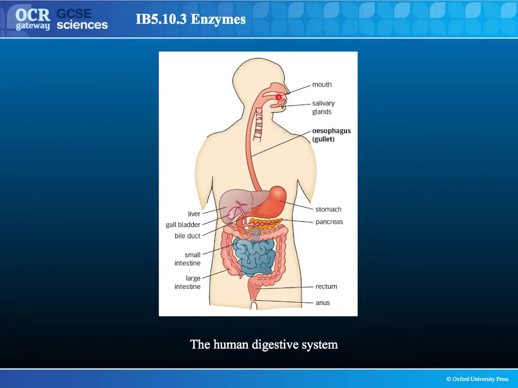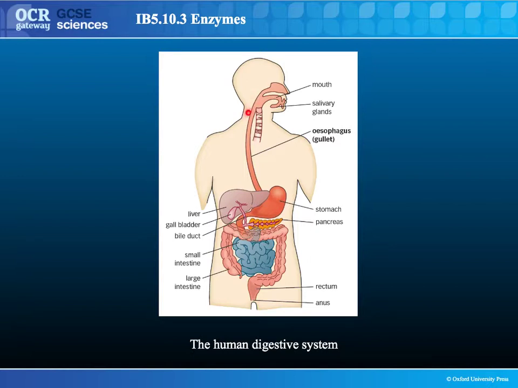So we have the salivary glands here. Now they secrete saliva into the mouth, and the saliva contains enzymes, and the enzymes will begin to digest chemically the food that is in your mouth, as well as providing moisture to allow it to go down the esophagus easier. So after being swallowed, the food will make its way down the esophagus.